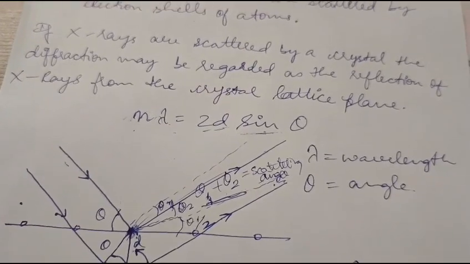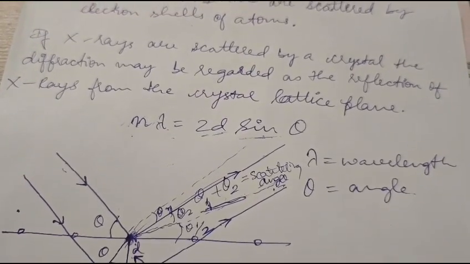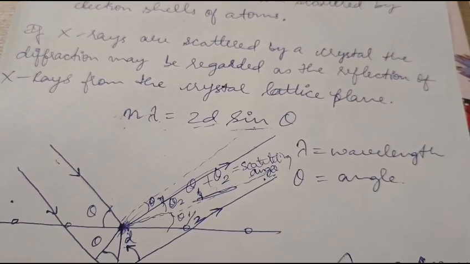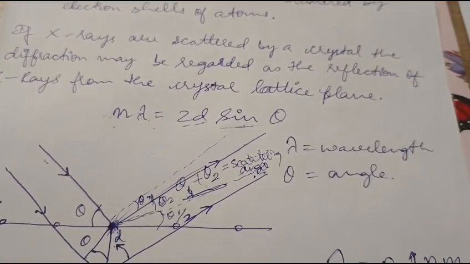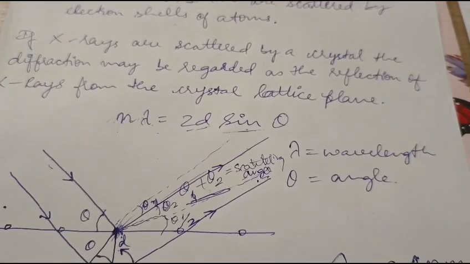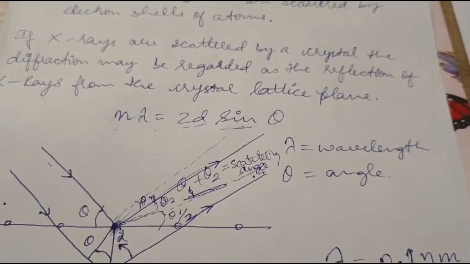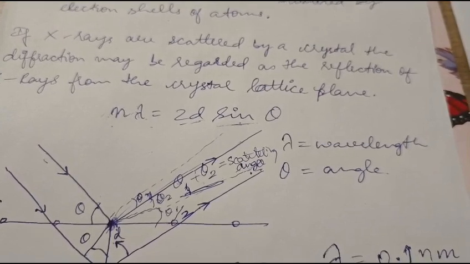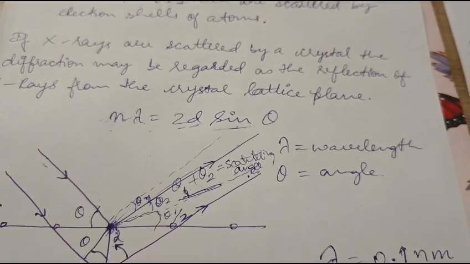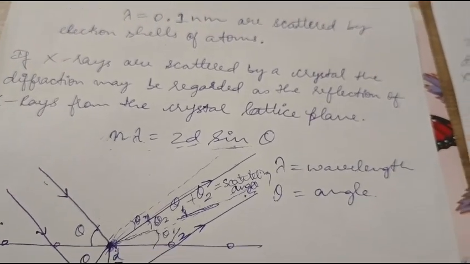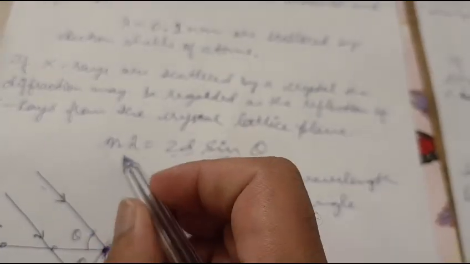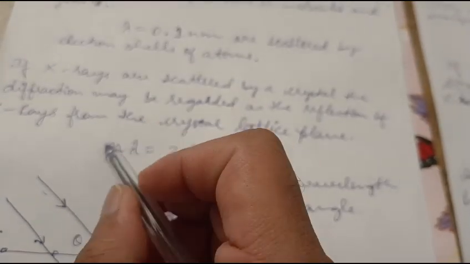So here, if X-rays are scattered by a crystal, the diffraction may be regarded as the reflection of X-rays. The diffraction of X-rays is observed if the scattered waves are in phase. That is, the difference in distance traveled by rays is equal to an integer n of wavelength, which is given here as n times wavelength. The integer, we can take it as any reading.